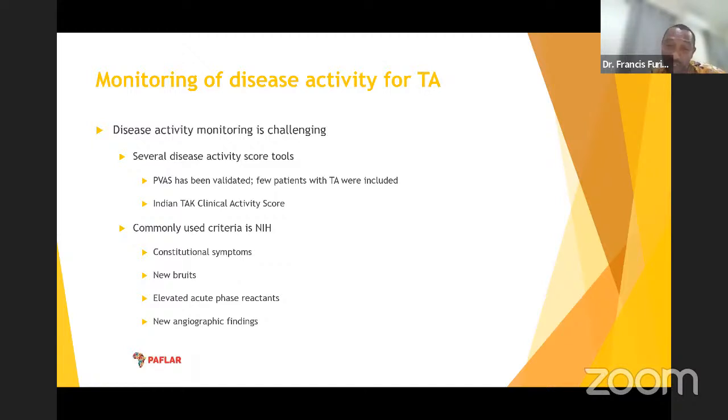So that is one of these challenges. The commonly used criteria for monitoring Takayasu arteritis is the NIH tool, which was used in the NIH studies. And this is looking at the constitutional symptoms and presence of new bruits, elevated acute phase reactants, and any new angiographic findings.